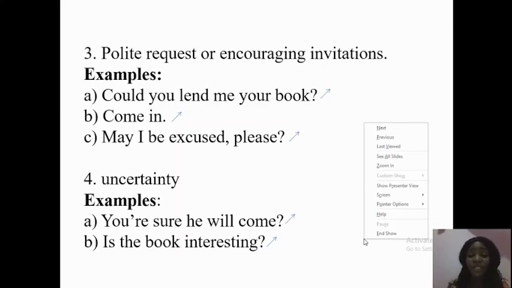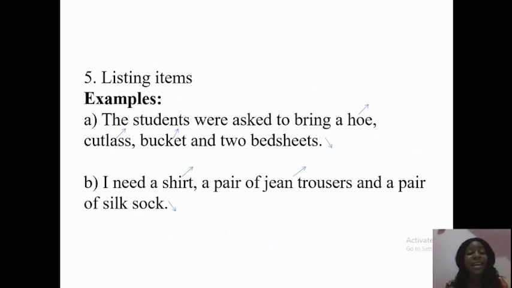Okay, let's look at the fifth example we have here, listing items. The rising tone is also used in listing items. For example, we have, the students were asked to bring a hoe, cutlass, bucket, and 2 bed sheets. Now, when you get to hoe, you discover that the pitch of your voice rises. A hoe, cutlass, bucket, and 2 bed sheets. When you're listing items, you list those items using the rising tone.